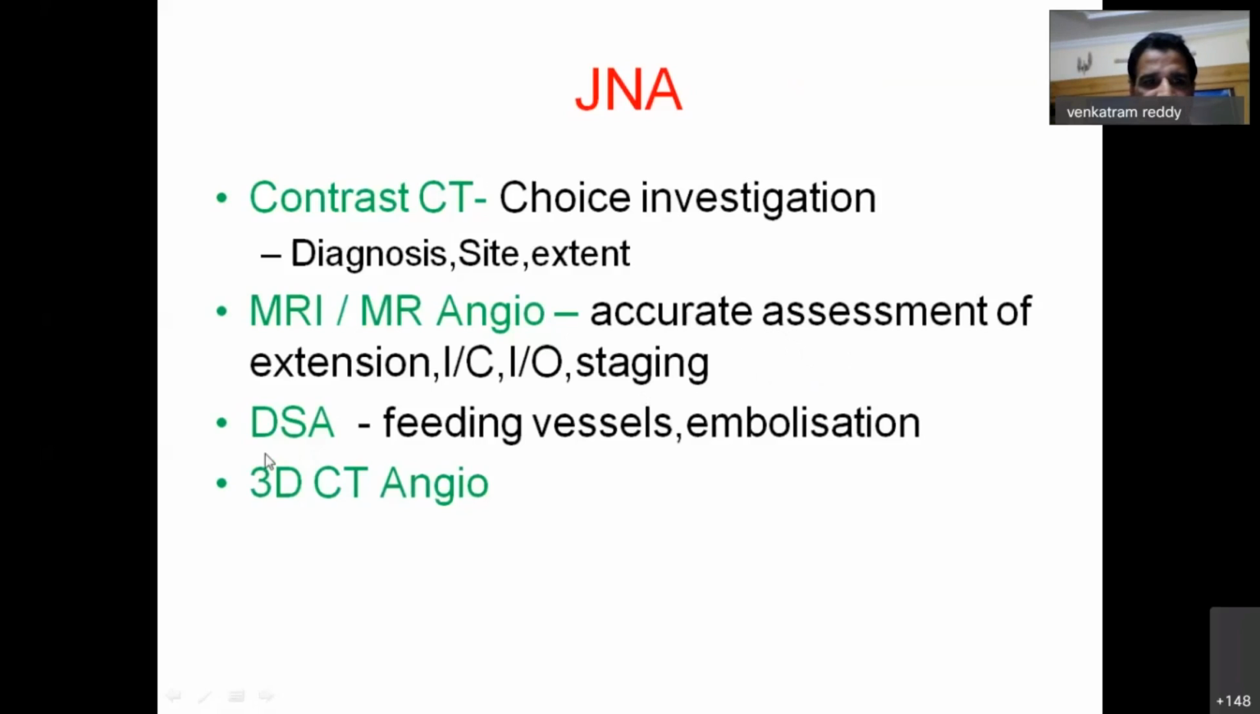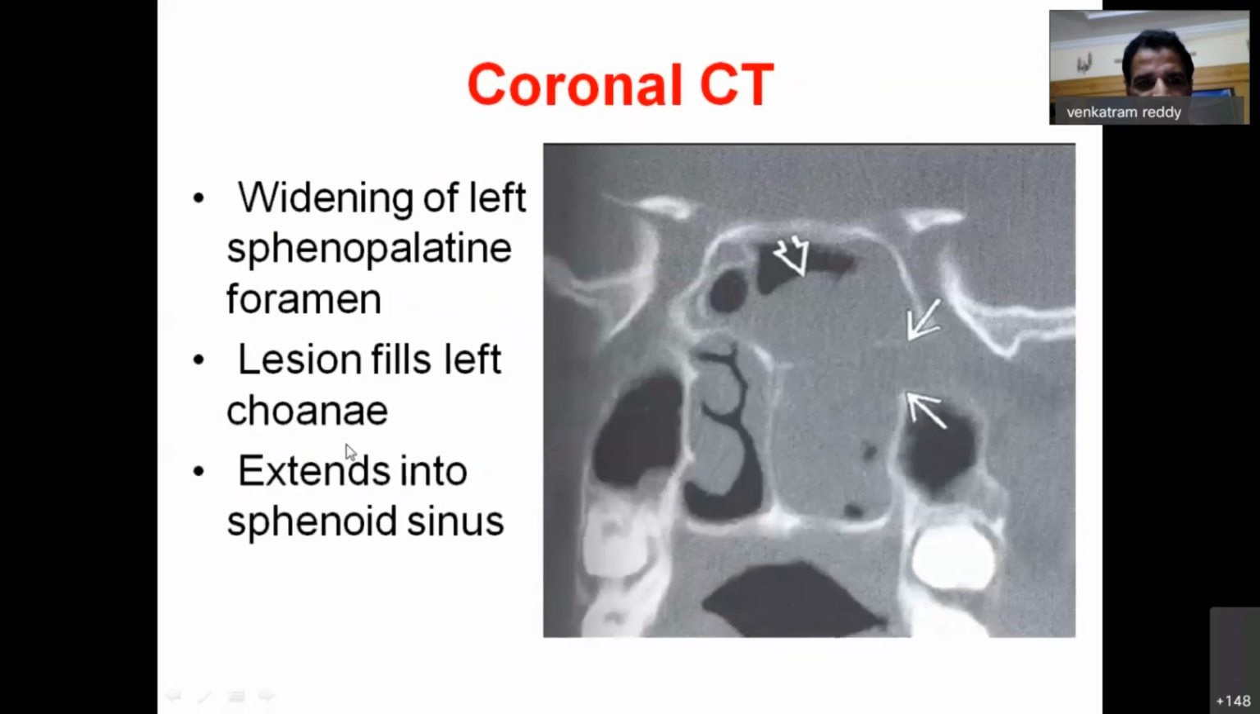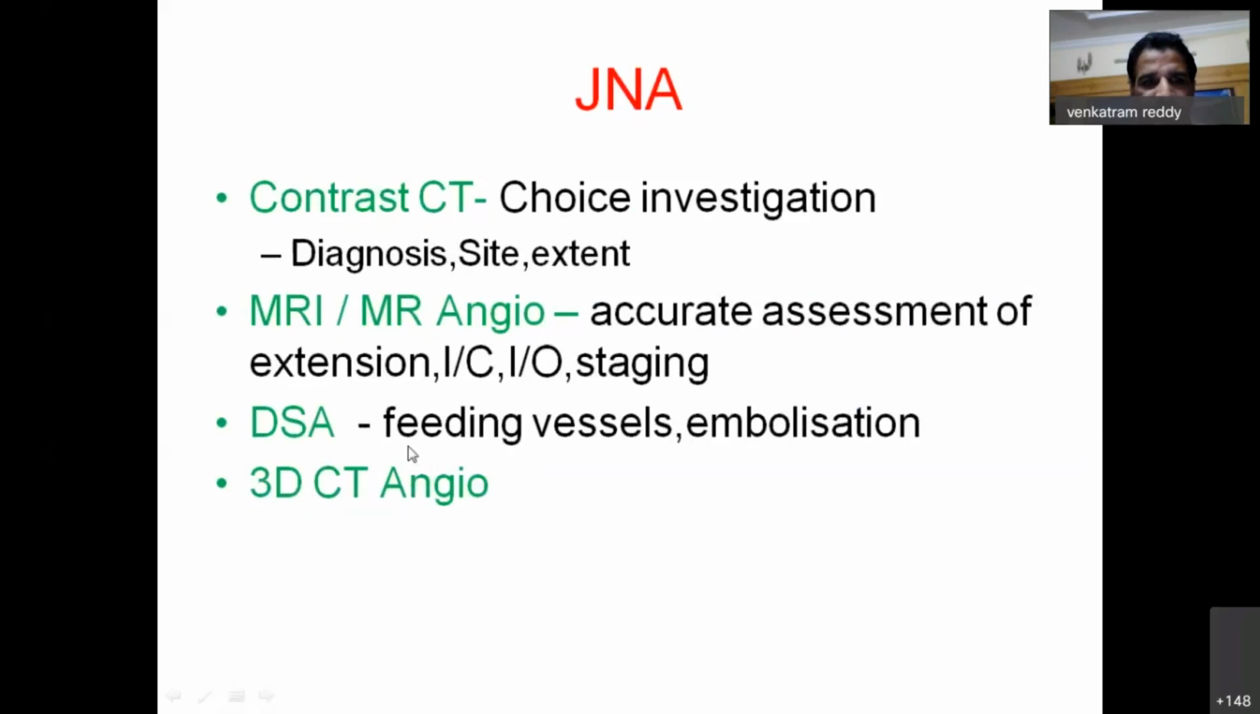Then DSA, digital subtraction angiography, is to identify the feeding vessels and for embolization. The feeding vessels can be clearly delineated and then you can go for embolization if necessary. If you feel that the JNA has to undergo embolization, you may have to do digital subtraction angiography. And 3D CT angio is again like the same MR angio.